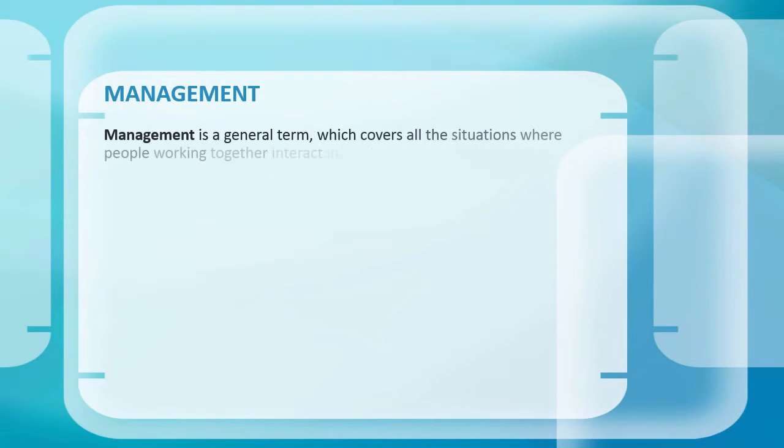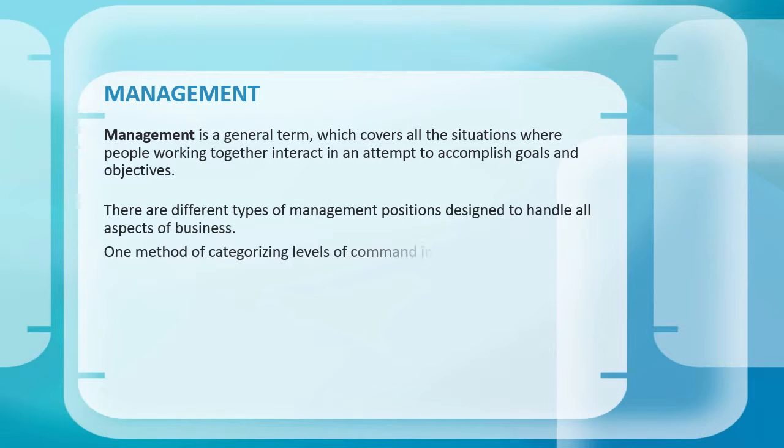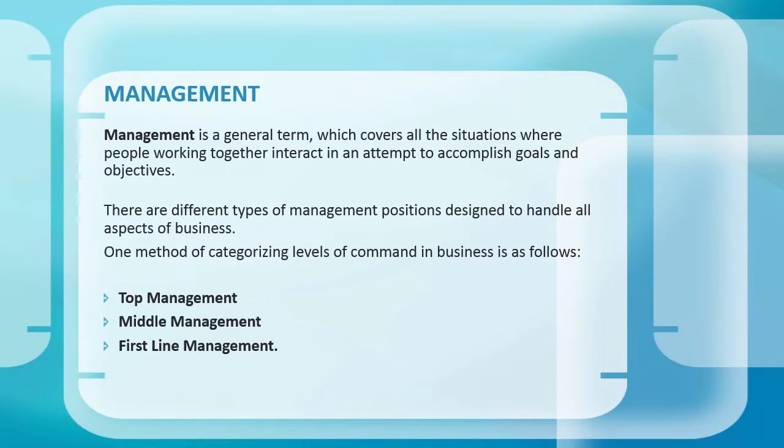Management is a general term which covers all the situations where people working together interact in an attempt to accomplish goals and objectives. There are different types of management positions designed to handle all aspects of business. One method of classifying levels of command in business is as follows: top management, middle management, and first-line management.